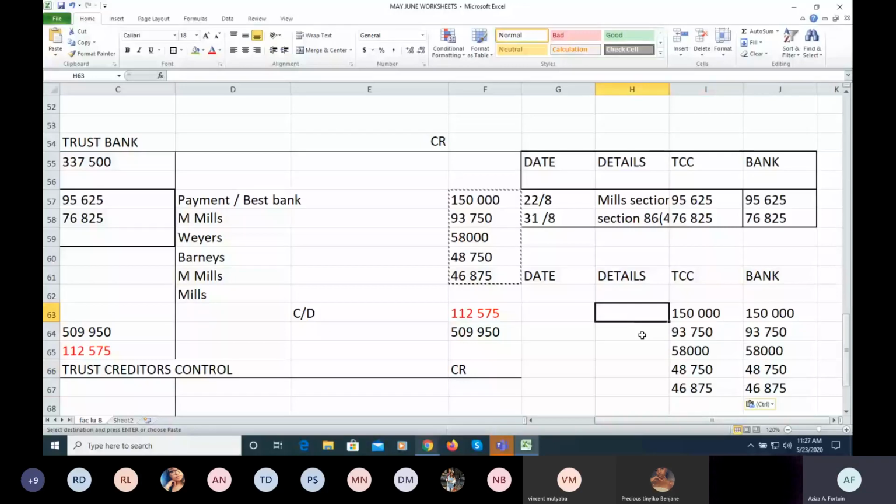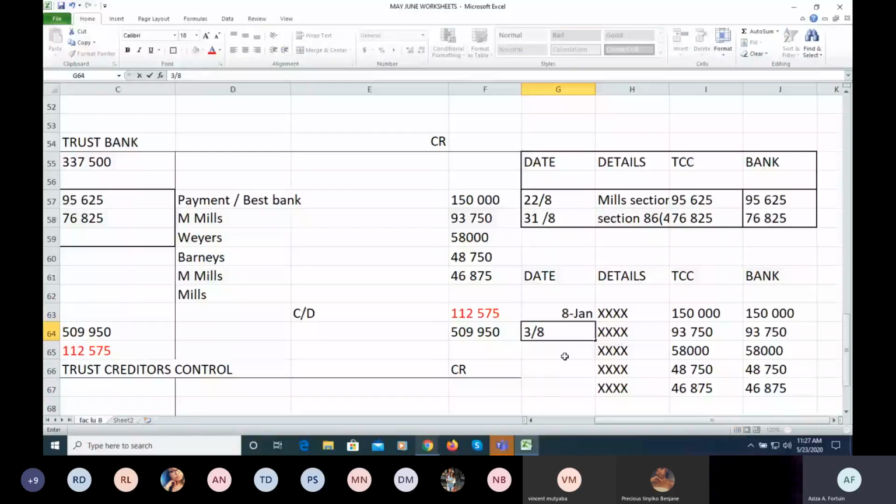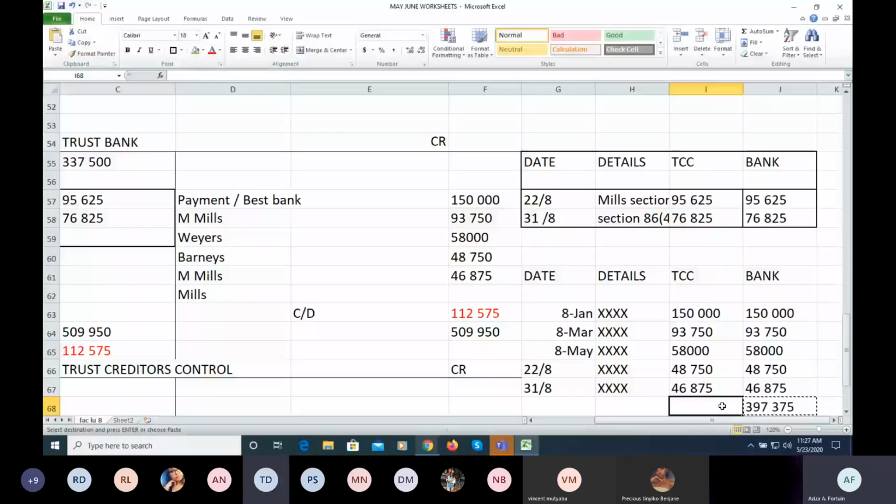Here we'll have my date, the 1st of the 8th, 3rd of the 8th, 5th of the 8th, 2nd of the 8th, and the 31st of the 8th. So then you can add it up and it will give you now 397,375. I forgot to add up the top one. Okay, this one should have also been added up. No, 172,450.